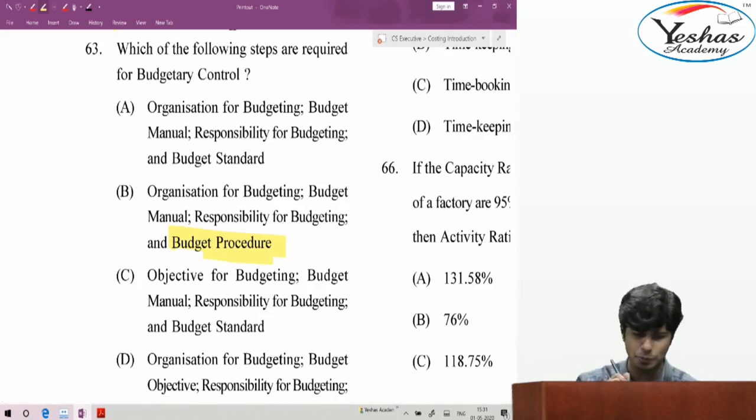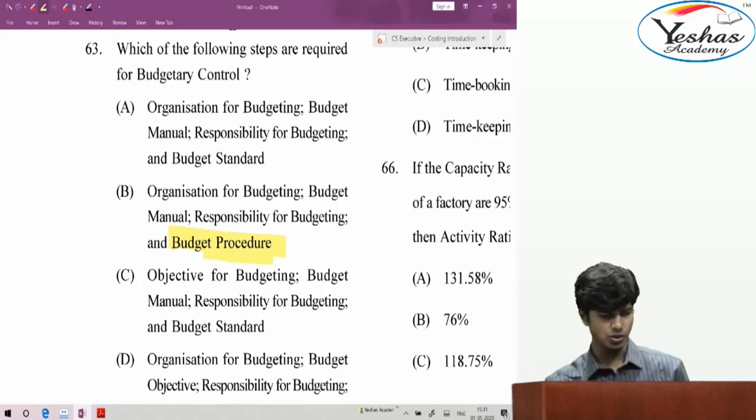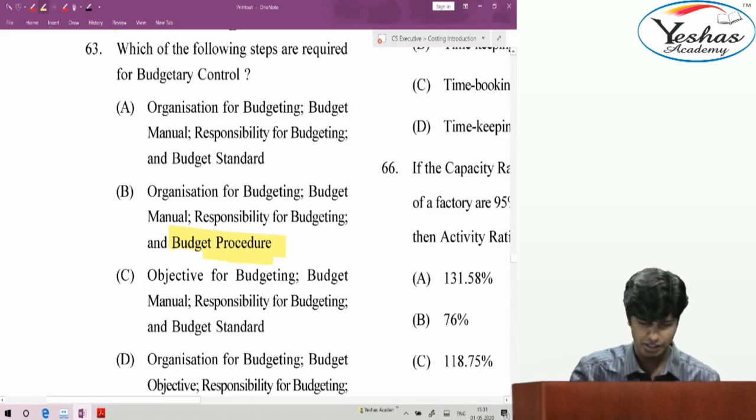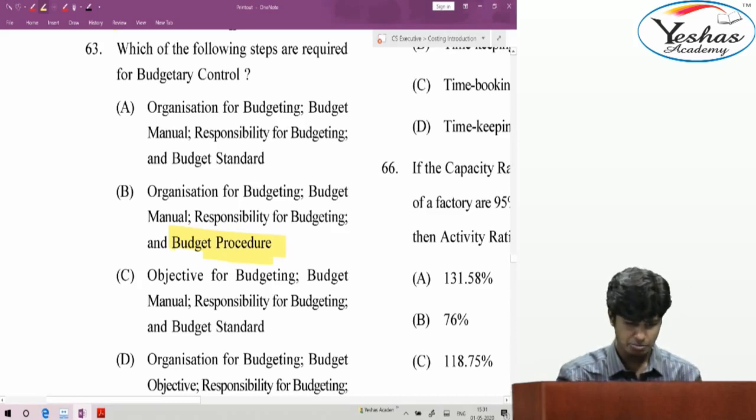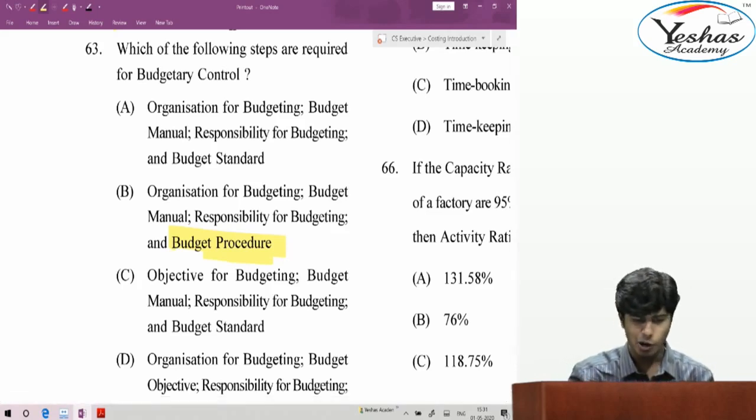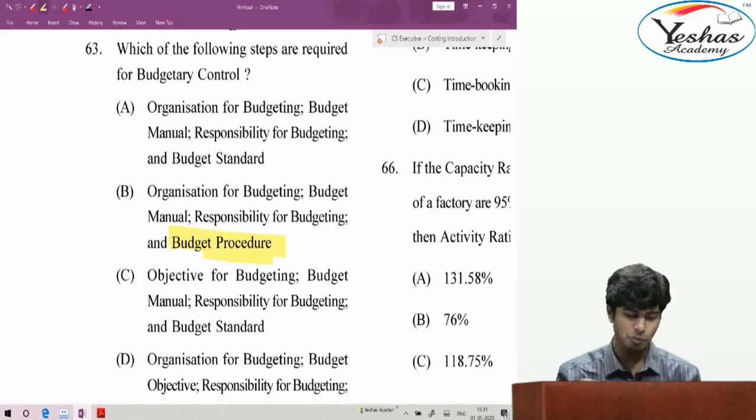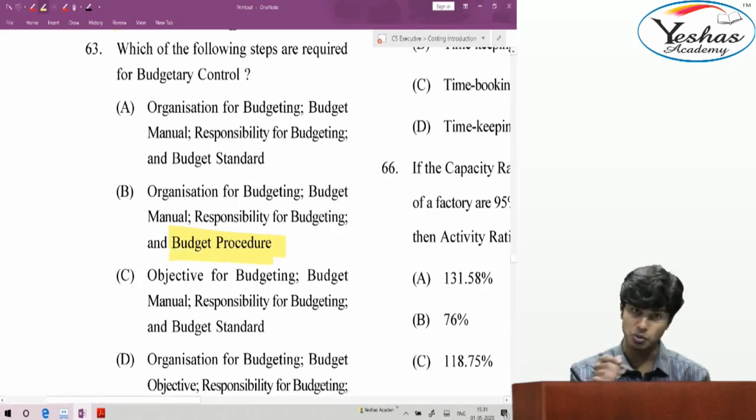So what is the difference between option C and option A? There is budgeting, there is budget manual, there is budget. Oh, is there no difference between option A and C? Budgeting, budget manual, responsibility, and budget standard. Option A and C is clear repetition. Option B sounds nicer now because there is budget procedure also involved in it.